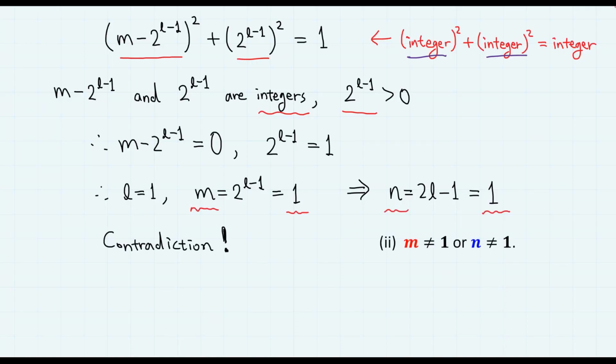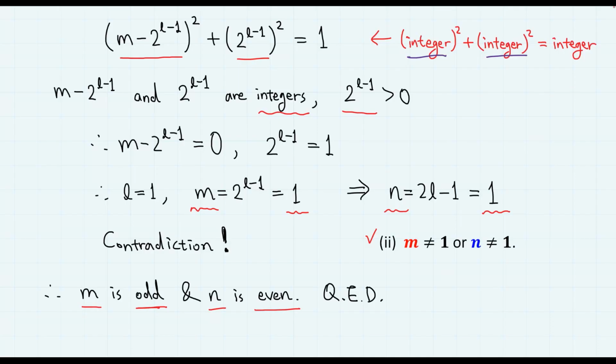But this contradicts condition 2, which states that at least one of m and n must have a value other than 1. So we have drawn a contradiction in both possible cases. Hence we have the conclusion: m must be an odd number and n must be an even number.